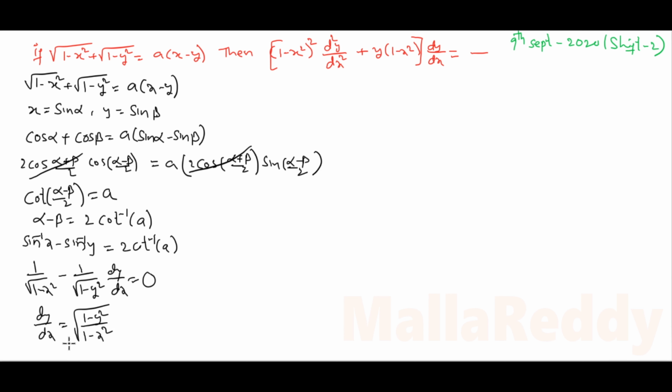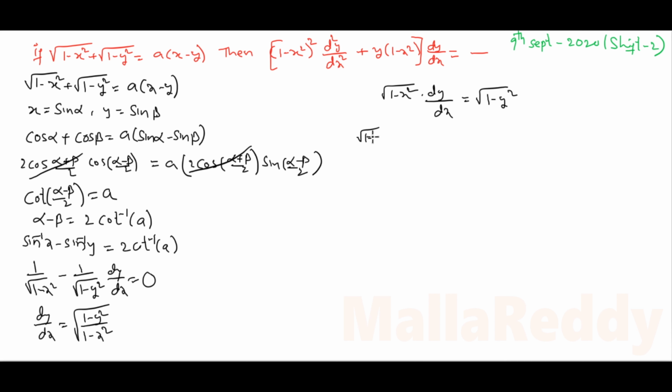dy by dx is equal to root over 1 minus y square by 1 minus x square. Take cross multiplication, that is root over 1 minus x square into dy by dx is equal to root over 1 minus y square. Again take differentiation on both sides.